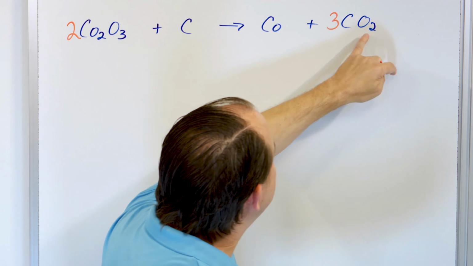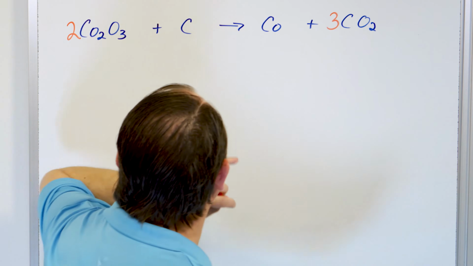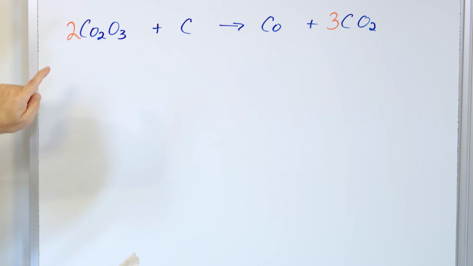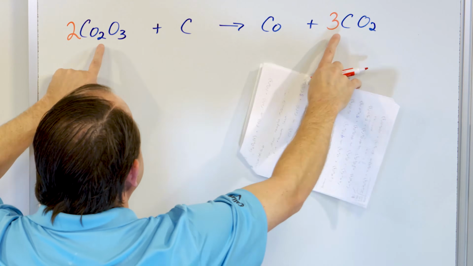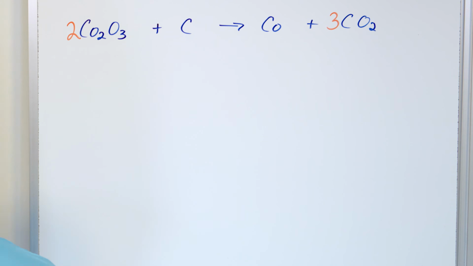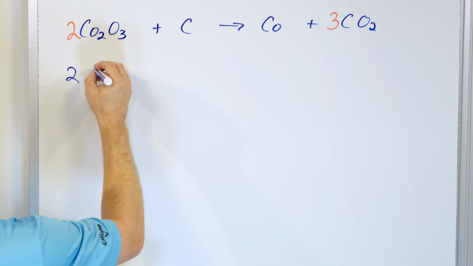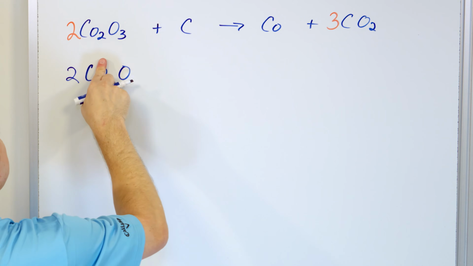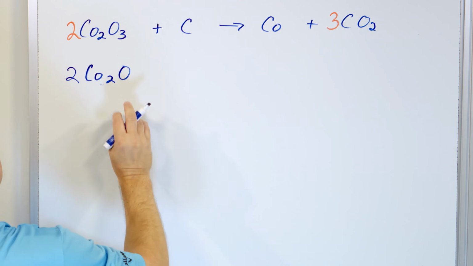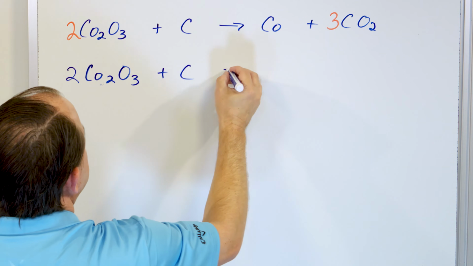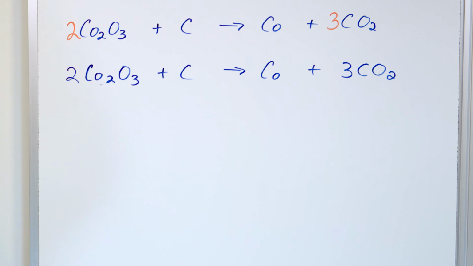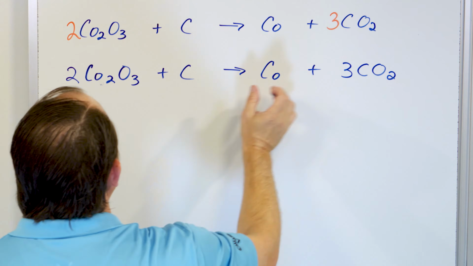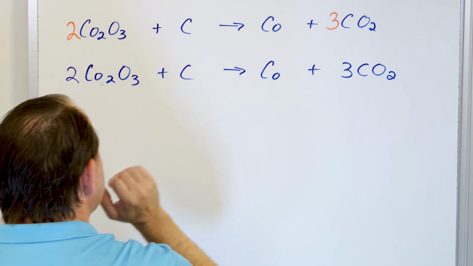But now if I put a 3 here, how many oxygens do I have? 3 times 2 is 6 oxygens. 2 times 3 is 6 oxygens. So by putting a 2 here, what was over here, and the 3, putting it over here, 3 times 2 is 6, I've balanced the oxygens. So now let's rewrite what we have. We have 2 CO2O3 plus C yields CO plus 3CO2, like this. And so I have the 2 here and the 3 here. All right, so now I have balanced the oxygens. There's 6. The carbons are unbalanced now, and the cobalts are unbalanced.